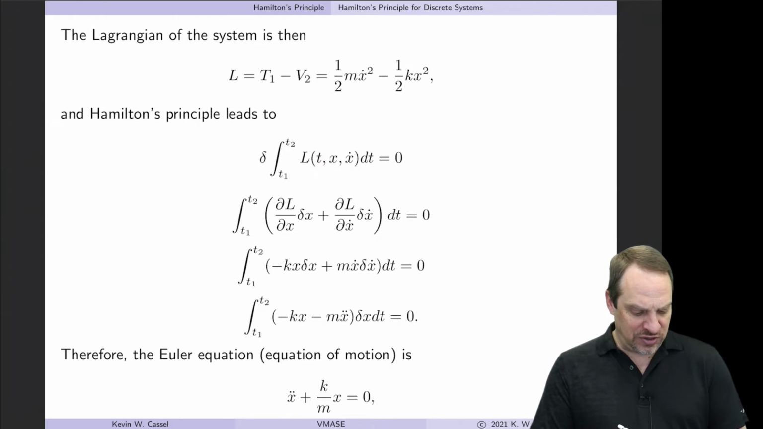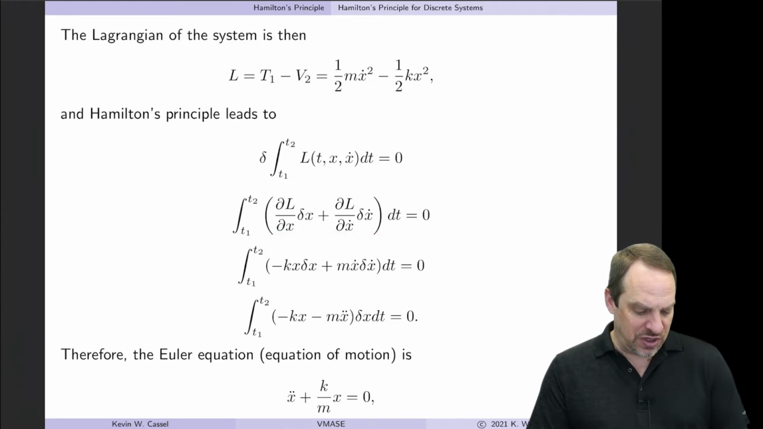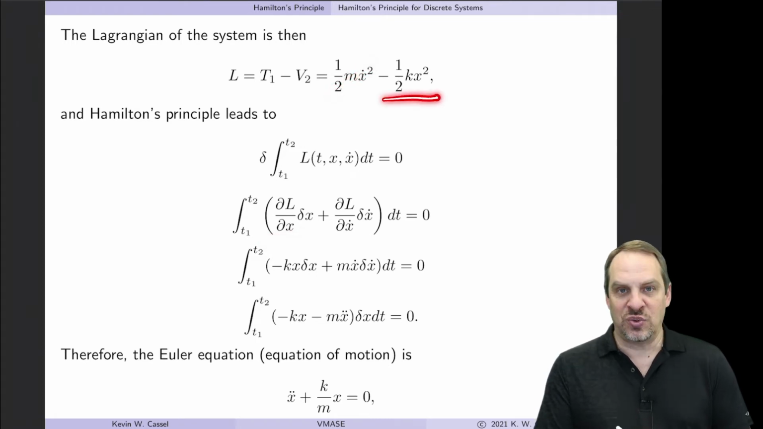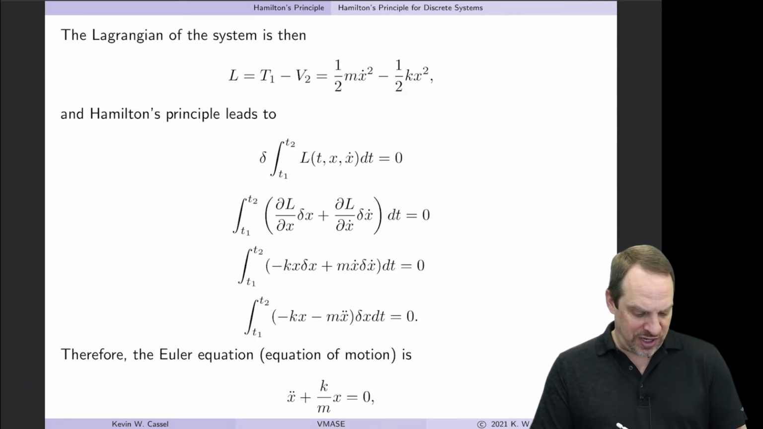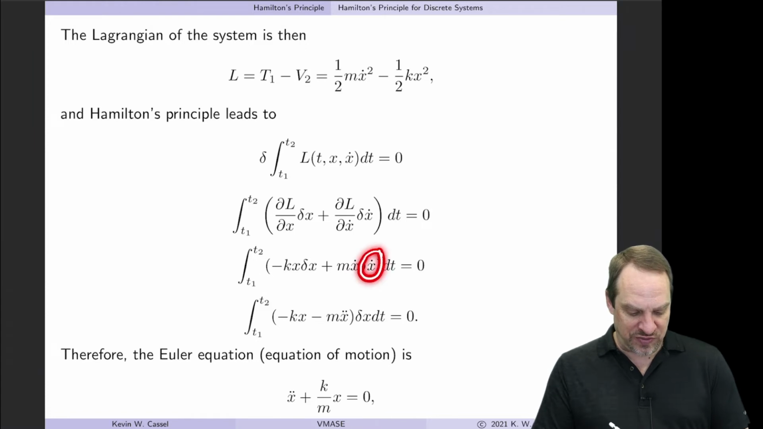So taking the variation gives us partial L partial x delta x plus partial L partial x dot delta x dot, and that has to be equal to 0. So take partial L partial x, no x here, partial derivative of x squared with respect to x is 2 times x. So the 2 cancels with 1/2, so that's minus k x delta x. Same idea, partial L partial x dot. From this term, we get the mass times x dot times delta x dot. Then we use integration by parts to get the derivative off the delta x dot onto this x dot.